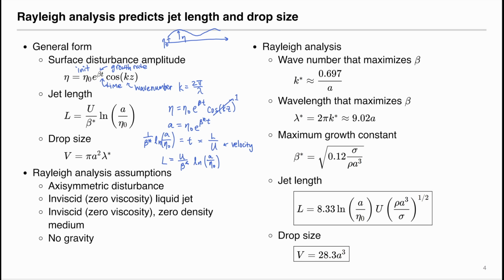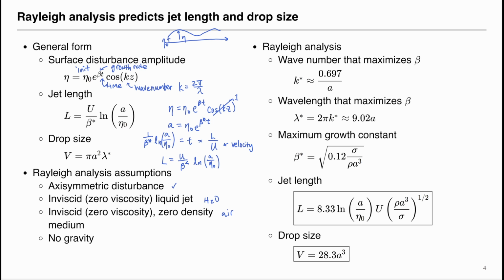Now Rayleigh made some simplifying assumptions on these general forms of analysis by assuming axisymmetric disturbances. We have an inviscid, or zero viscosity, liquid jet coming from the orifice, and we also have an inviscid, zero density medium. For example, in our case, the liquid jet might be water and the zero density medium air, and there will be no gravitation in the analysis.